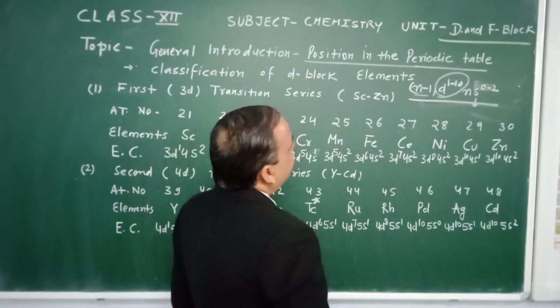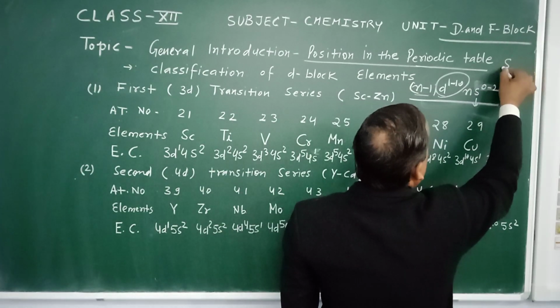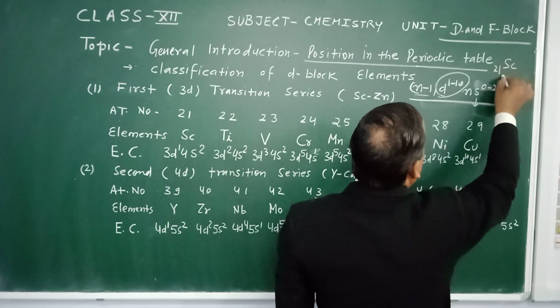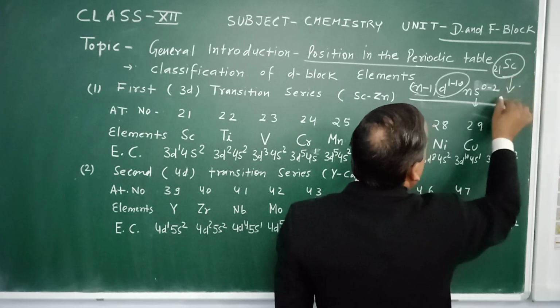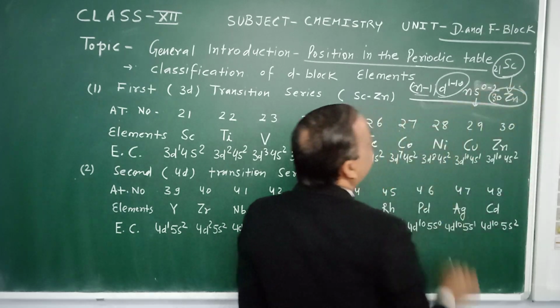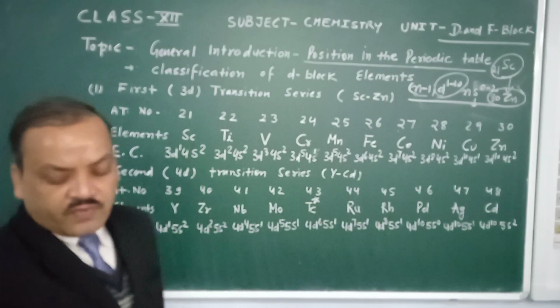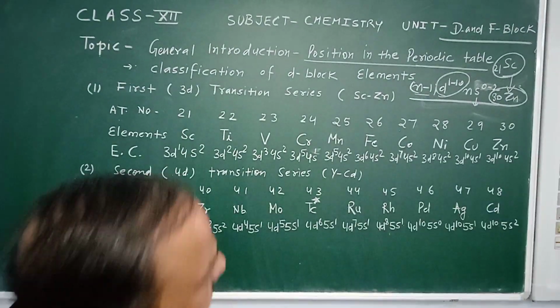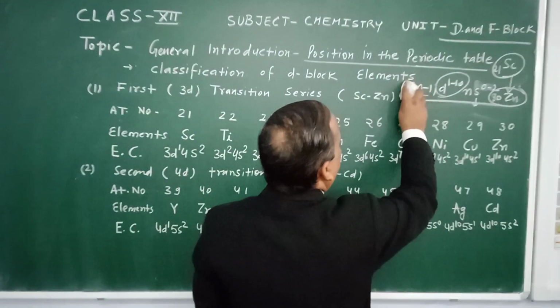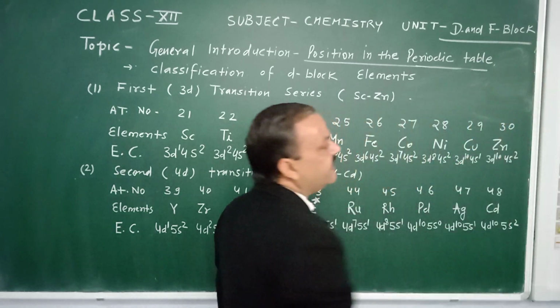So basically, the d block starts with scandium 21 and goes to zinc 30. These are the atomic numbers in this particular case. Now we divide this electronic configuration into different series.